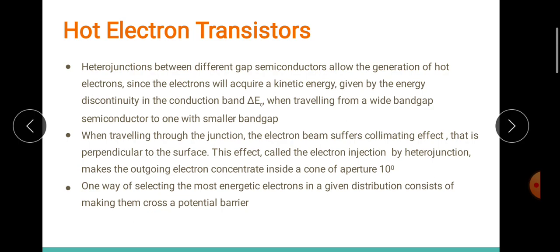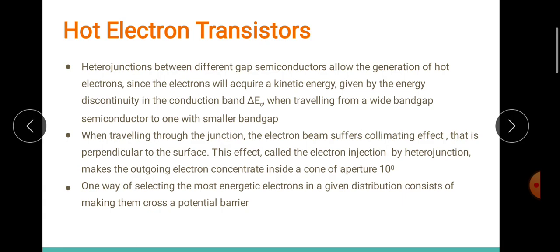Right? What we are trying to do is select these hot electrons. So, I have 100 electrons in my material. I am making it like some kind of a competition. I am making these electrons cross this barrier.